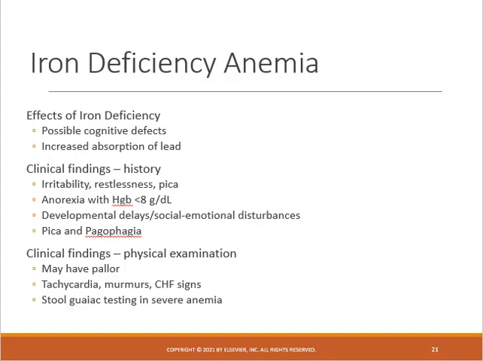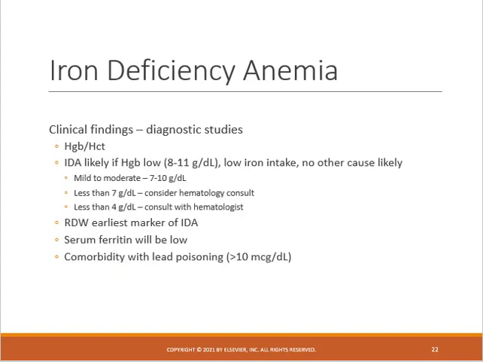On exam, these kids may be very pale. They may have tachycardia, heart murmurs, signs of congestive heart failure. In severe anemia, it's important to do an occult blood test. The book gives some ranges based on what your hemoglobin is. Mild to moderate could be between 7 to 10 grams. Less than 7, consider a hematology consult, and less than 4, consult a hematologist.